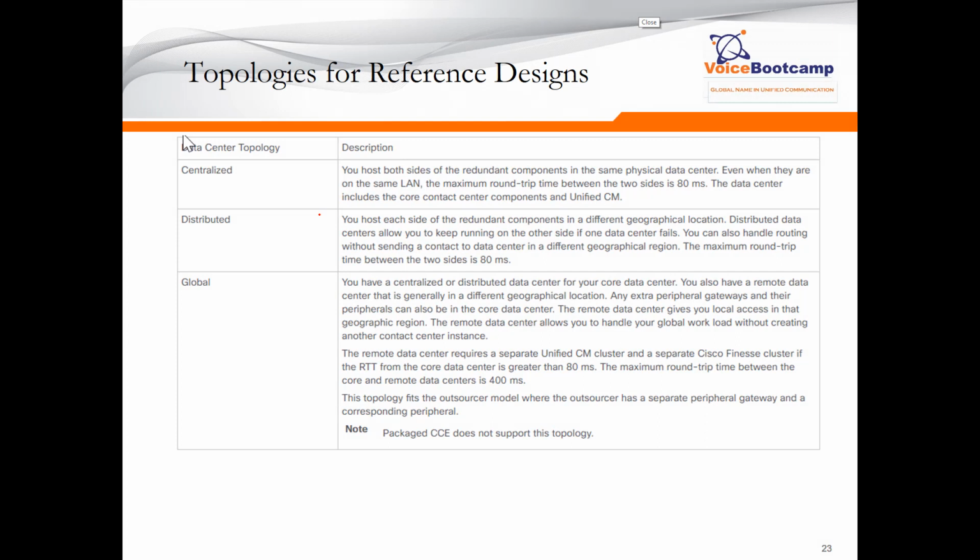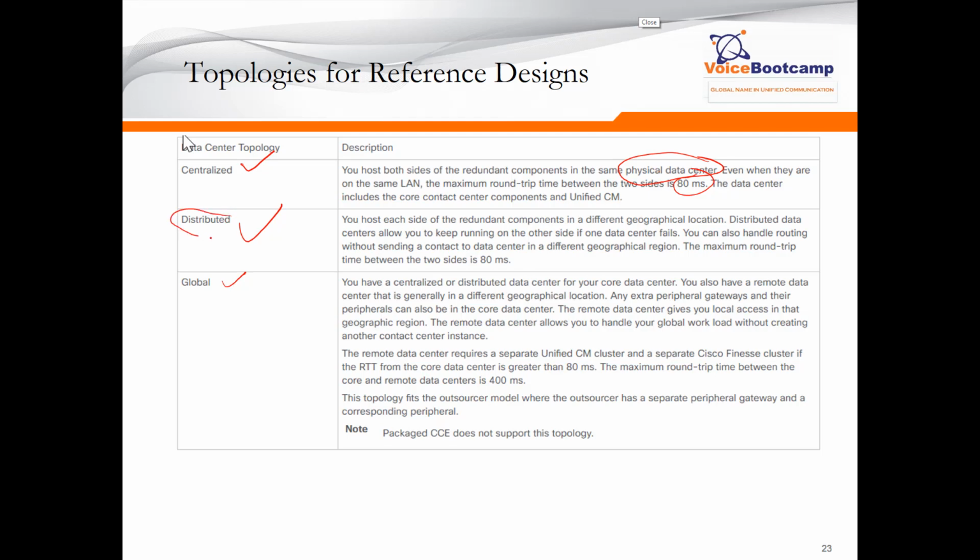The topology, UCCE can be deployed in a centralized topology, distributed, or global. When you do centralized, both sides of the redundant component are in the same physical data center, like in one computer room. You can actually connect a private link via a direct crossover cable. Even when they're in the same LAN, the maximum round-trip delay between the two sites should be 80 milliseconds. The data center includes a core contact center component and unified CM.